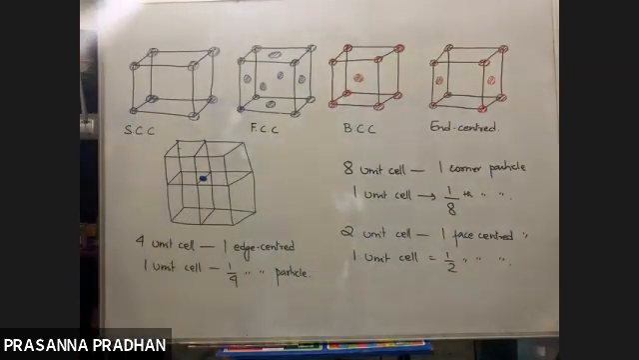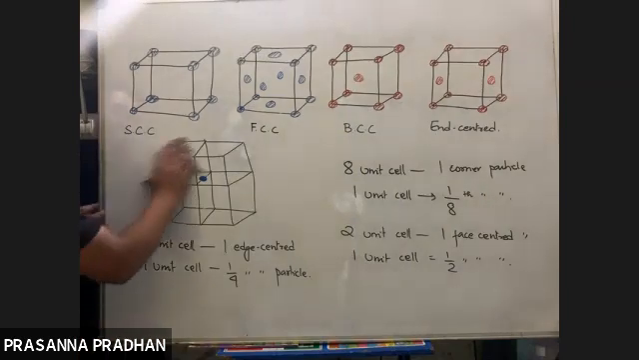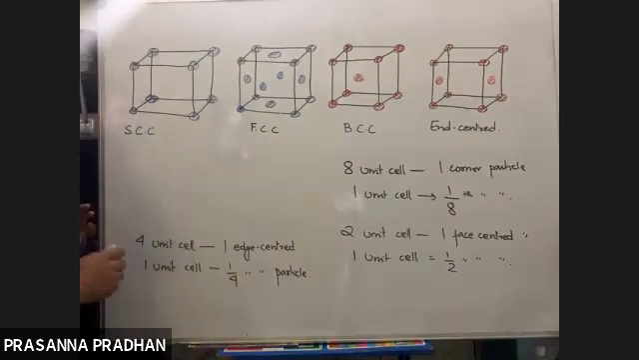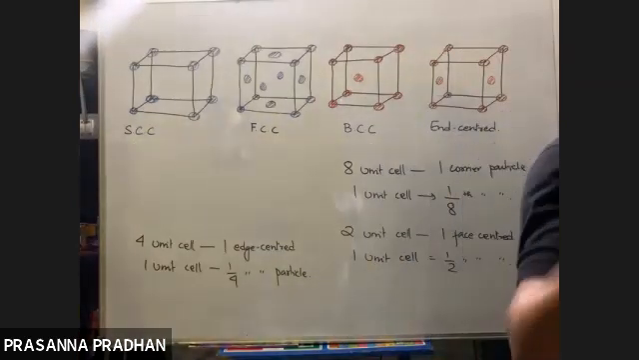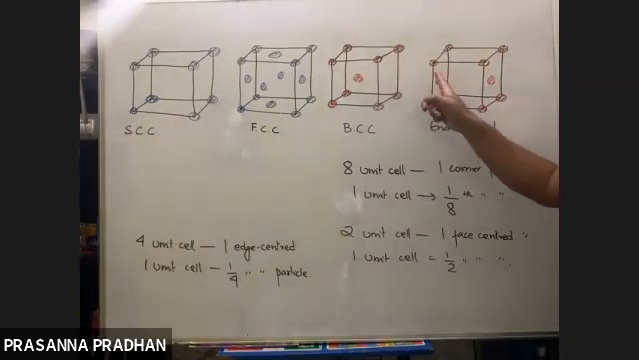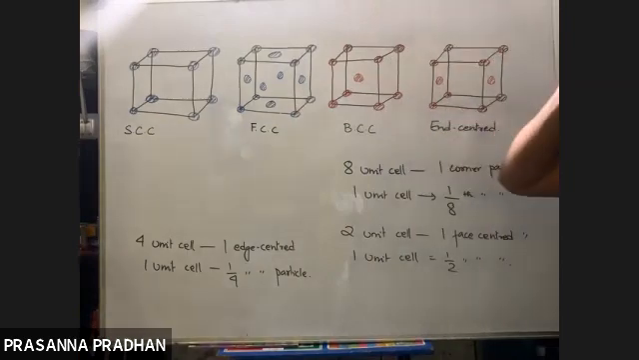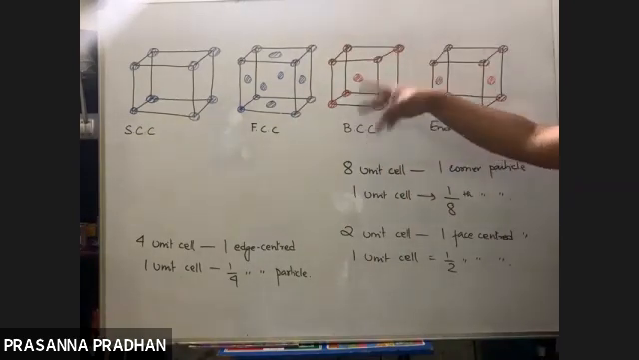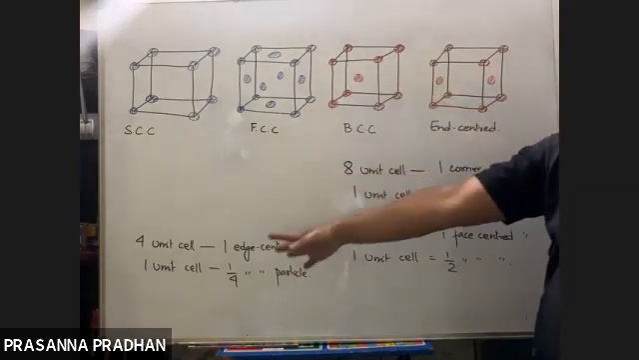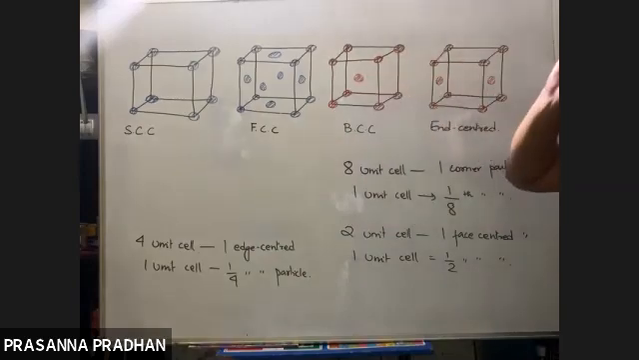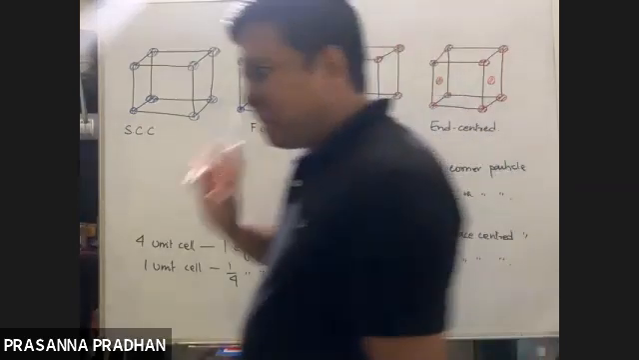Excellent. Okay, so you will have to remember this. What is the contribution of corner particles? What fraction of a corner particle belongs to a unit cell? 1/8. What fraction of a face-centered particle belongs to a unit cell? Half. What fraction of an edge-centered particle? 1/4. What fraction of a body-centered particle? 1. Okay?